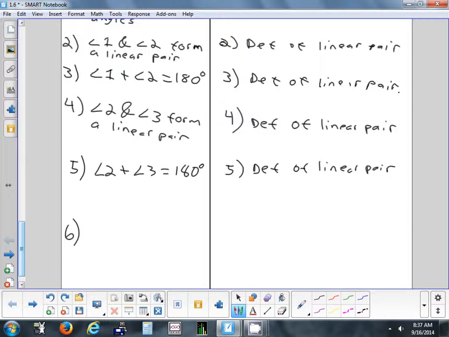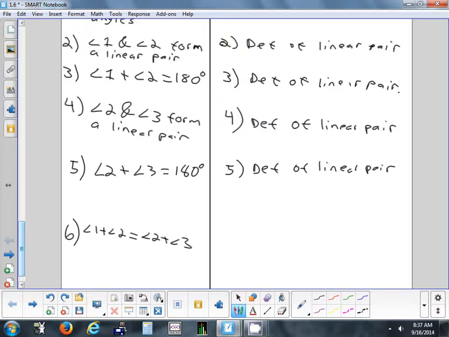Angle 1 plus angle 2 equals 180. Angle 2 plus angle 3 equals 180. So that means something else if we put those together now. If you add those 2 together, they equal 360. Or what can we just say if we compare the sum of angles 1 and 2 to the sum of angles 2 and 3? They're equal. So now we can say angle 1 plus angle 2 equals angle 2 plus angle 3.